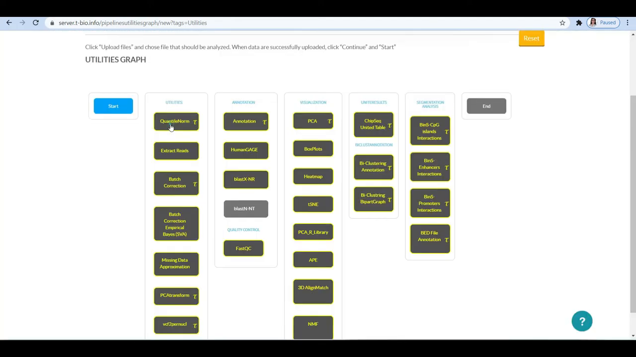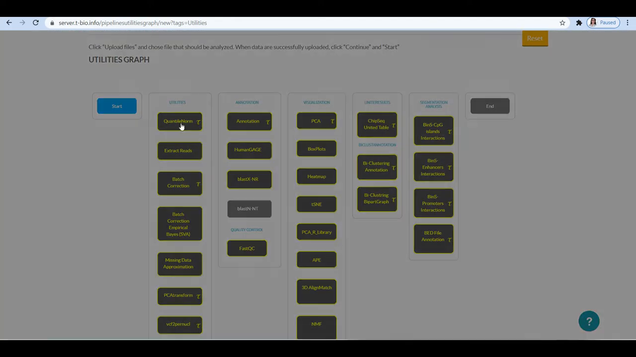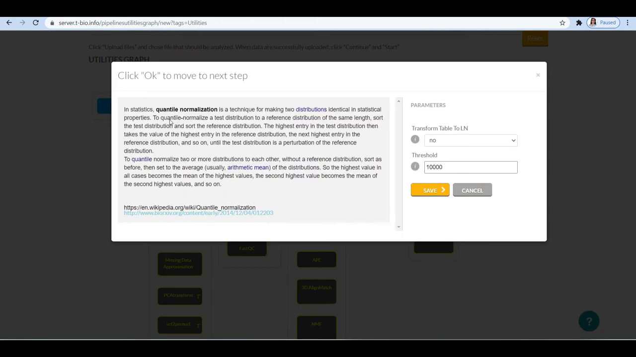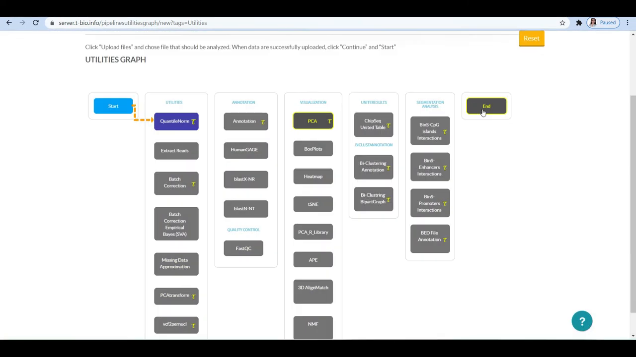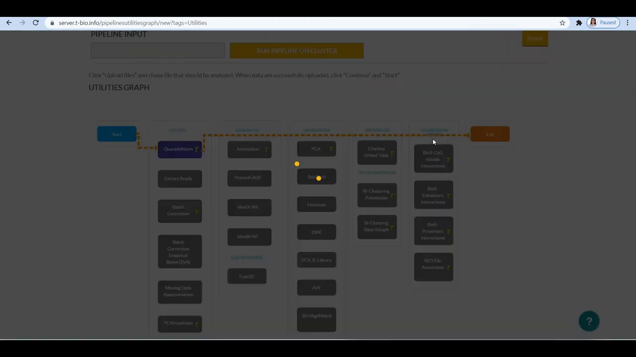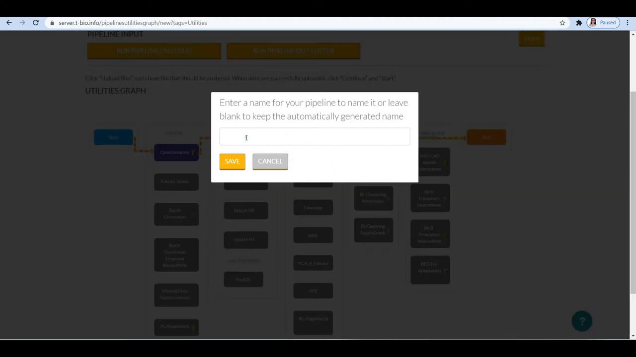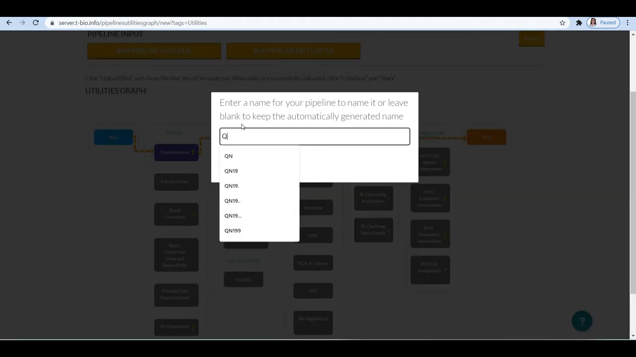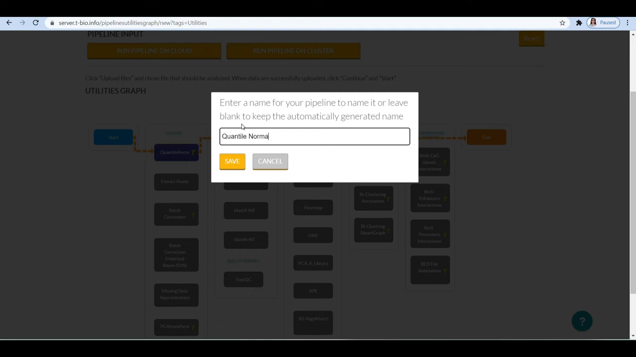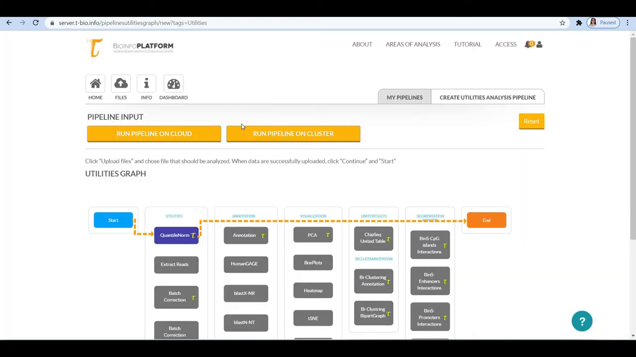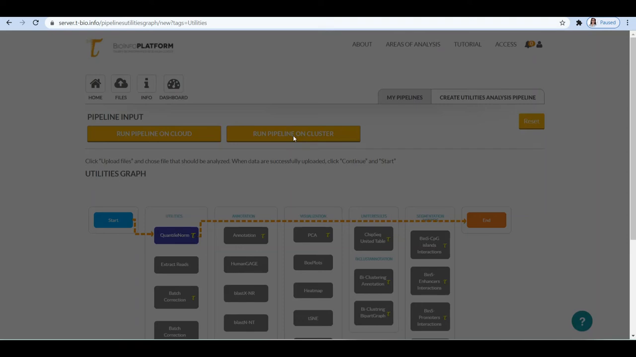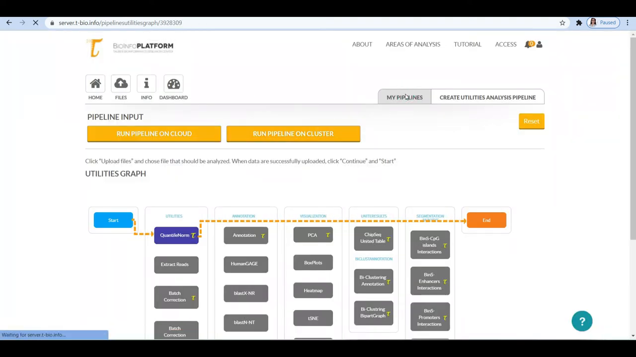In addition, while normalizing data, we will use a log transformation that makes it easier to interpret differences in gene expression. To use both normalization and log normal transformation of the expression data, select Quantile Normalization after Start and set the following settings. The transform table to ln should be yes and threshold should be 5. Now we are ready to download the table output and compare expression between FPKM and normalized data.